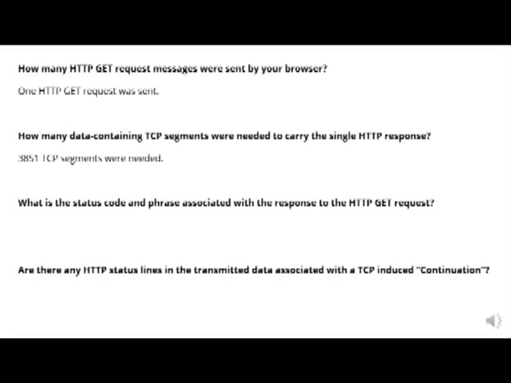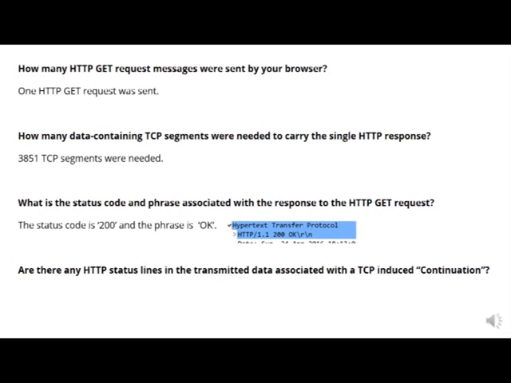Using Excel, I filtered for TCP packets coming from the server's IP address, where the sequence number came after the HTTP 200 OK response. And so I found 3,851 segments. The status code associated with the response is 200, the phrase is OK. And there weren't status lines in the TCP-induced continuation because a continuation isn't actually an HTTP message.